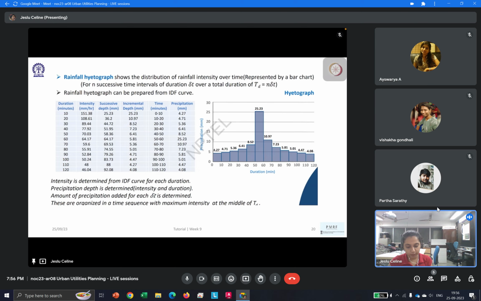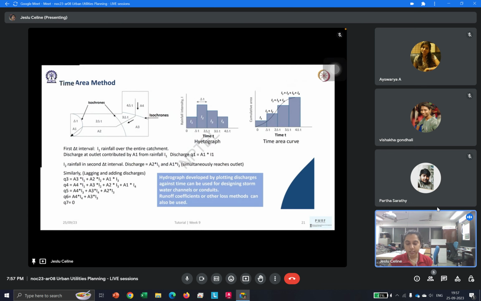So this is the rainfall hydrograph. You have the duration, you have the intensity. I think this is clear. From 0 to 10 seconds, this was the intensity, and for 50 to 60 seconds, for this duration, you've got this much intensity, which means this is the maximum. Then again, as the duration increases, it is reduced. So you're getting a hydrograph based on that. Now this is for the time area method.